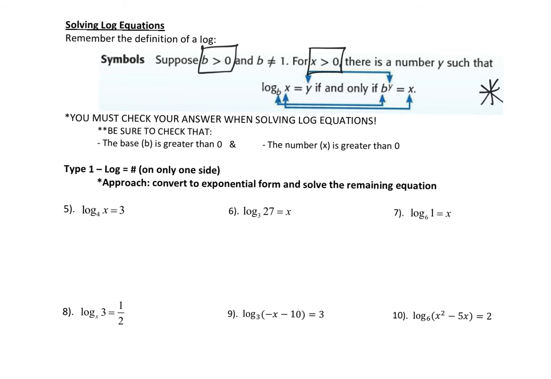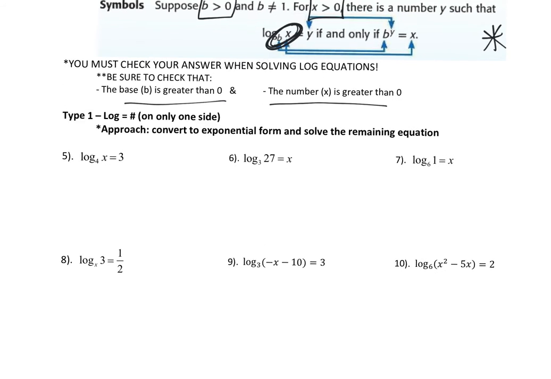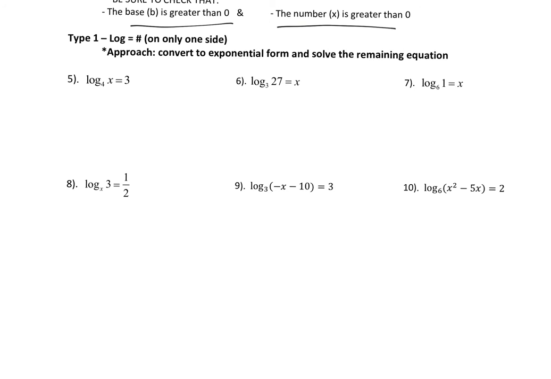So when you're checking your answers and verifying that they are true and work, you need to make sure that both the base, the b, is greater than 0 and the number x, also known as the argument, is greater than 0. So you're looking for these two things. If you're solving for one of those, you have to make sure that it is greater than 0 when you're done. So type 1. Type 1 is when I have the word log only on one side.